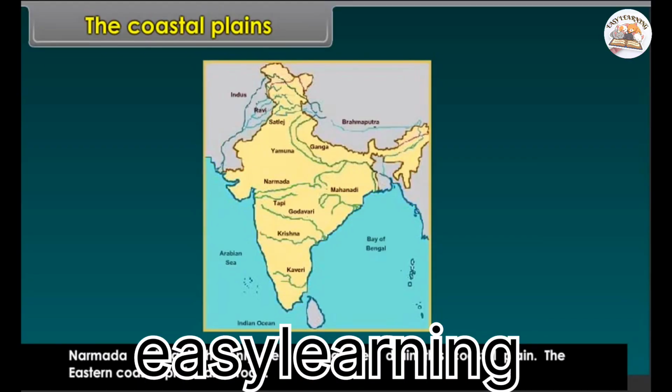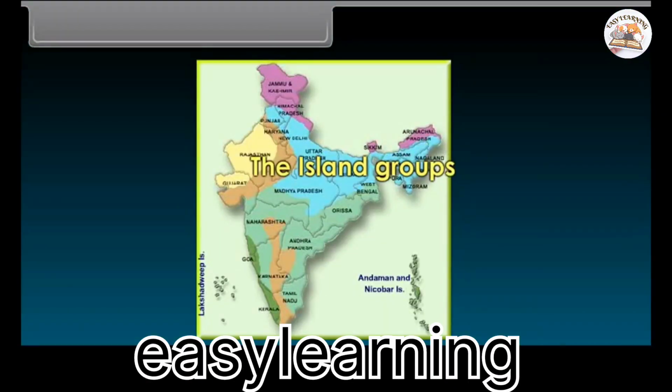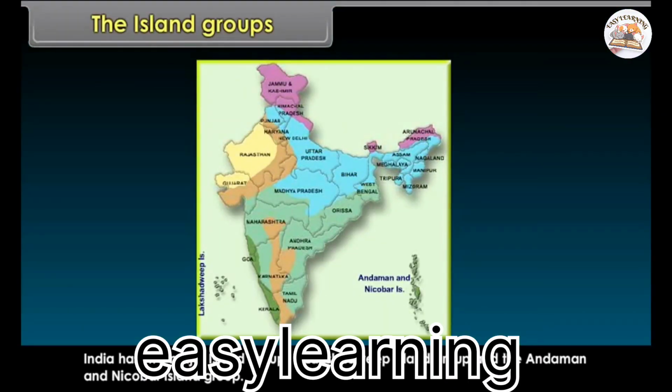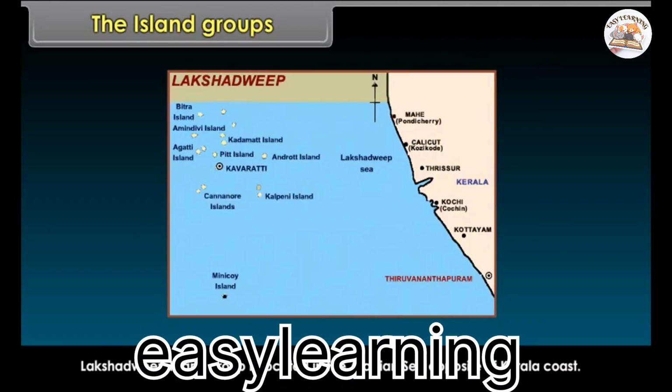The coastal plains. To the west of the Western Ghats and to the east of the Eastern Ghats lie the coastal plains. The western coastal plains are very narrow. Narmada and Tapi, the only west-flowing rivers, drain this coastal plain. The eastern coastal plains are broad. Numerous east-flowing rivers like Mahanadi, Godavari, Krishna and Kaveri drain water into the Bay of Bengal. They have formed fertile deltas at their mouth.